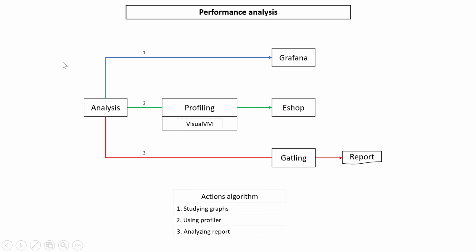Now it's time to start analyzing the performance of the eShop online store. To do this, we will run a longer test than before. First, we will start the analysis with the Grafana graphs. Then, we will connect using the VisualVM profiling tool to the testing object. And then, we will finish the analysis with the Gatling report.